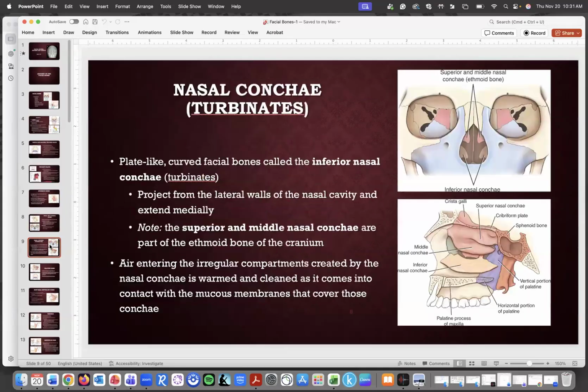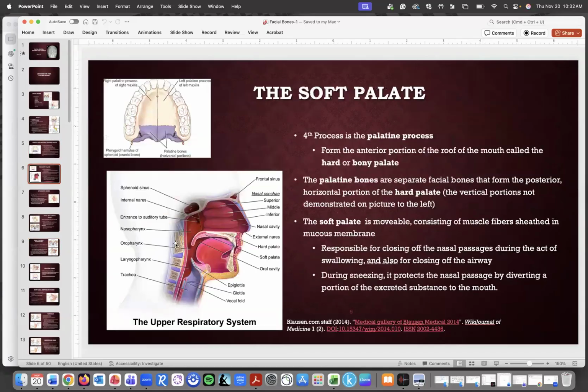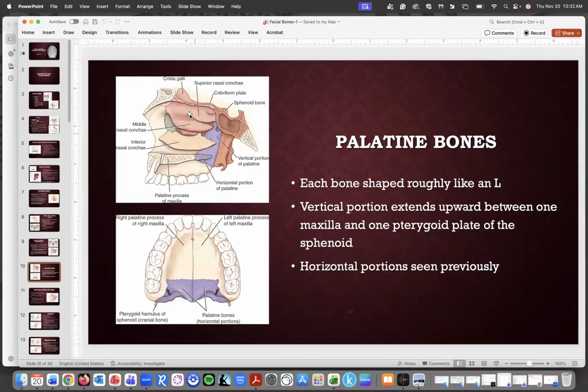Nasolacrimal. We continue on. We're going to see nasal conchae. All right, so we see the hard palate again here. Remember the palatine process, the maxilla, and the horizontal portion, the palatine. That's what we were talking about here. Whereas the soft palate is just all the soft tissues that come off of it. All right, further in the nasal canal.